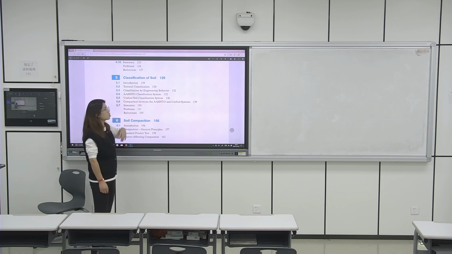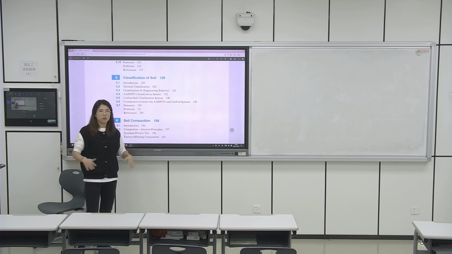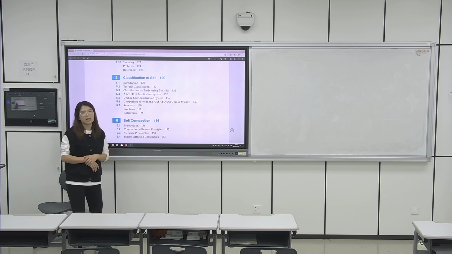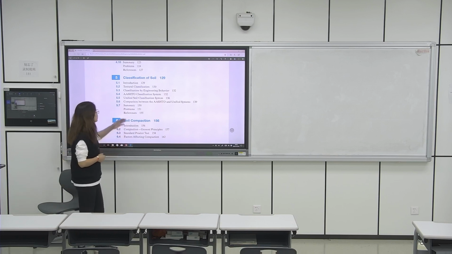And what is the texture classification system? Remember that big triangle photo, right? One side is silt, the second side is clay, and the third side is sand, right? And how to use the texture classification system to define a name for the soil.